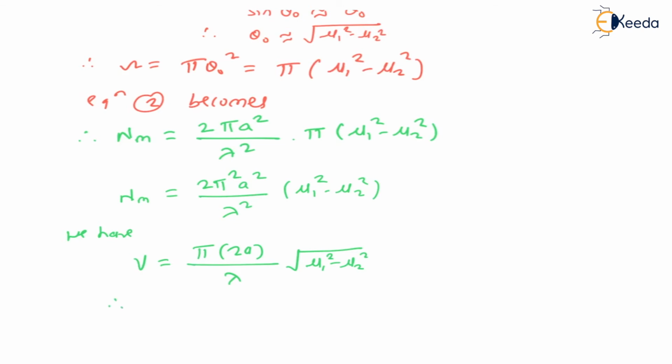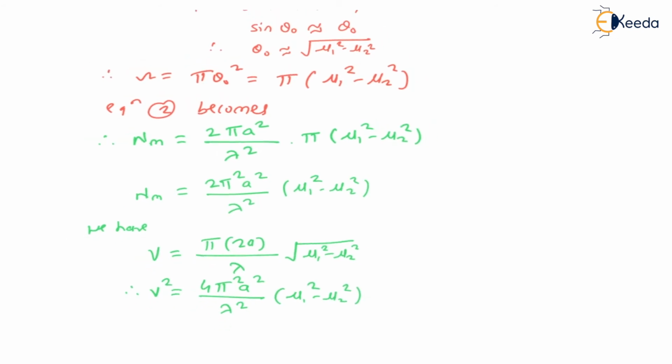Now see, I'll square this particular equation. So it will be V square. Again, the equation will be 4 pi square into a square divided by lambda square, and this term will be simply mu1 square minus mu2 square.